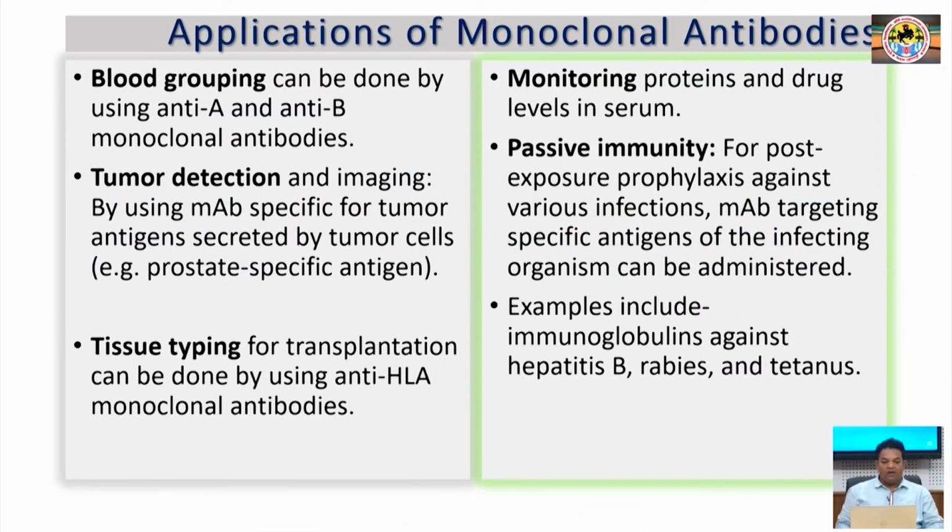Blood grouping can be detected. Tumor detection we generally identify with the help of various antibody mixtures, especially in the case of prostate specific antigens. For tissue typing, anti-HLA monoclonal antibodies are used for transplantation of tissue, and for monitoring various proteins and drugs in the serum. Nowadays we can see the broad use of antibodies.